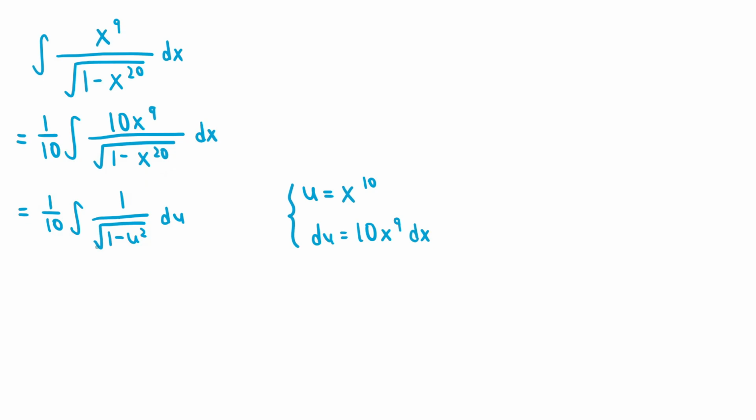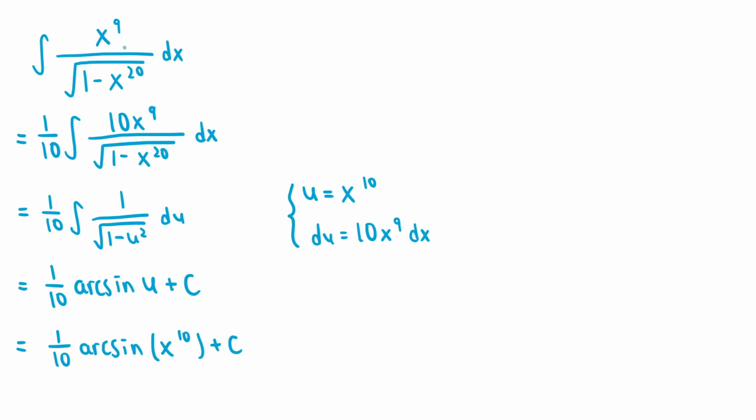1 over the square root of 1 minus u squared is the derivative of arcsine of u, so the integral of 1 over the square root of 1 minus u squared is arcsine of u. So the expression becomes 1 over 10 times arcsine of u plus the constant of integration c. If we substitute x to the 10th back in for the u, we get 1 over 10 times arcsine of x to the 10th plus c.